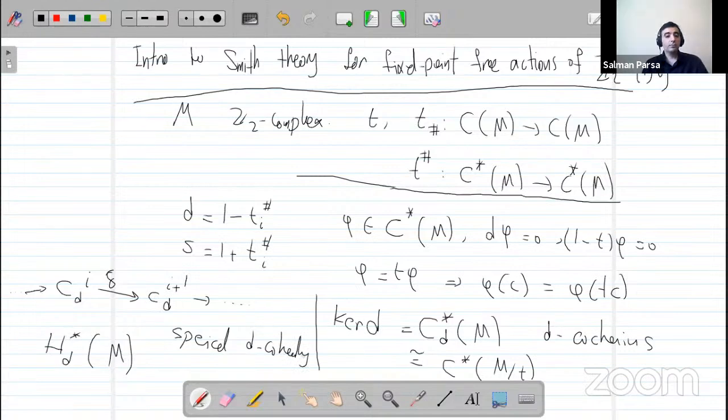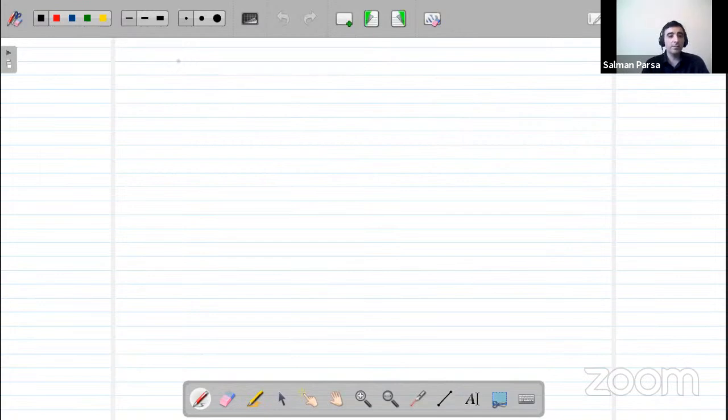Okay, so we have special D cohomologies for every dimension. Now we can do this also for S chains. For a cochain phi, if S of phi is 0, then phi is minus T phi. It means that phi assigns opposite values to a chain and its image under T.